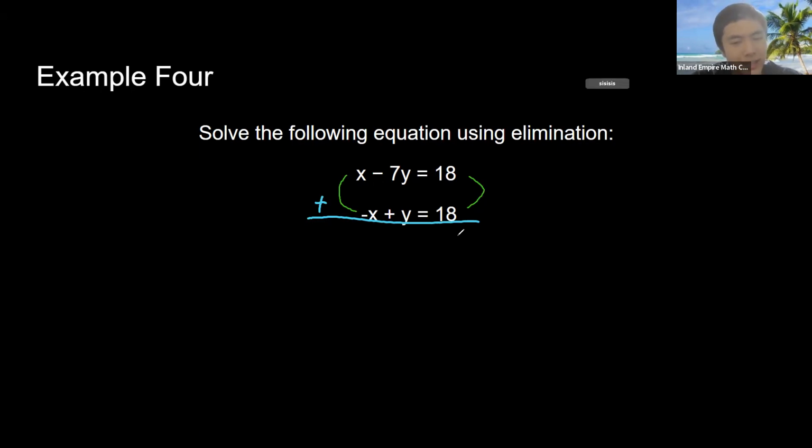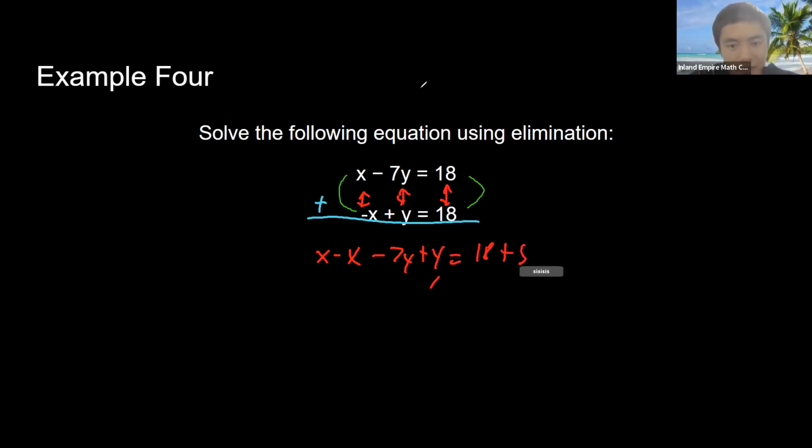Then what would you get? You would get x minus x plus y minus 7y, right? You would get x minus 7y plus y. And on the right side, you would get 18 plus 18. And then the x's obviously cancel to 0. So you would get negative 6y equals 36.